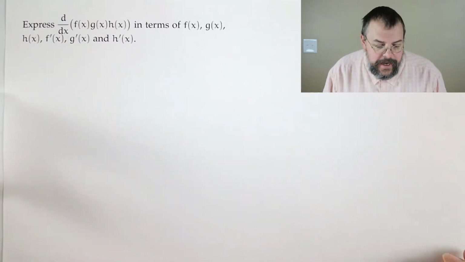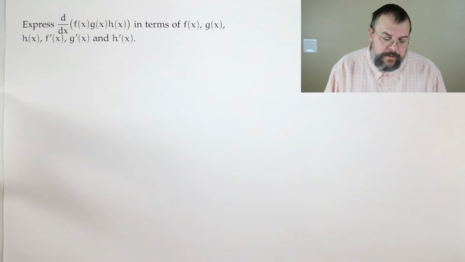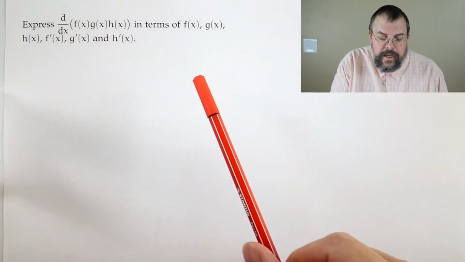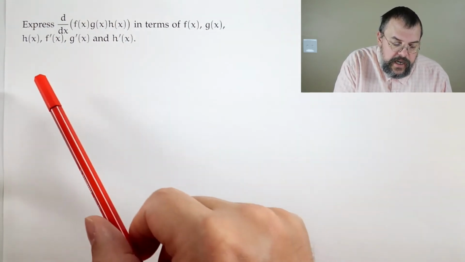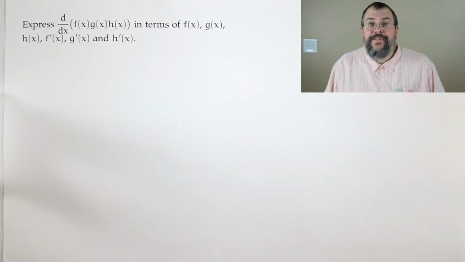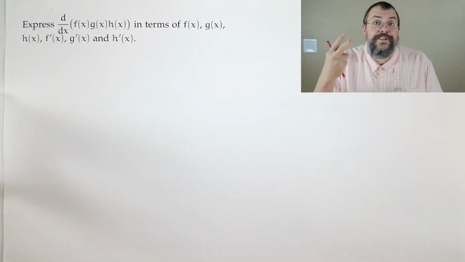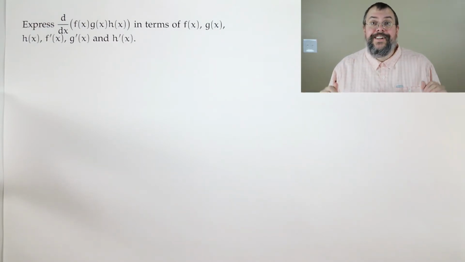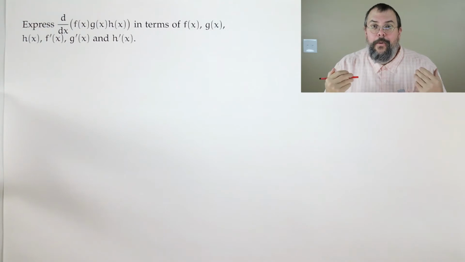So, here we have the derivative of f of x times g of x times h of x, and we're going to take its derivative, and we're going to say, well, what is it in terms of f, g, h, f prime, g prime, h prime? So it's like a product rule, but instead of 2, we're going for 3. It's a triple product rule. Okay, so what are we going to do?